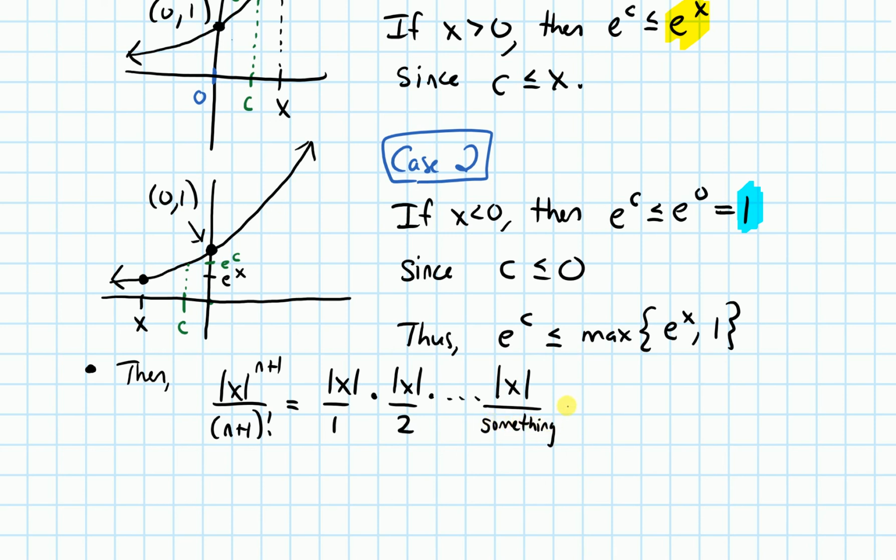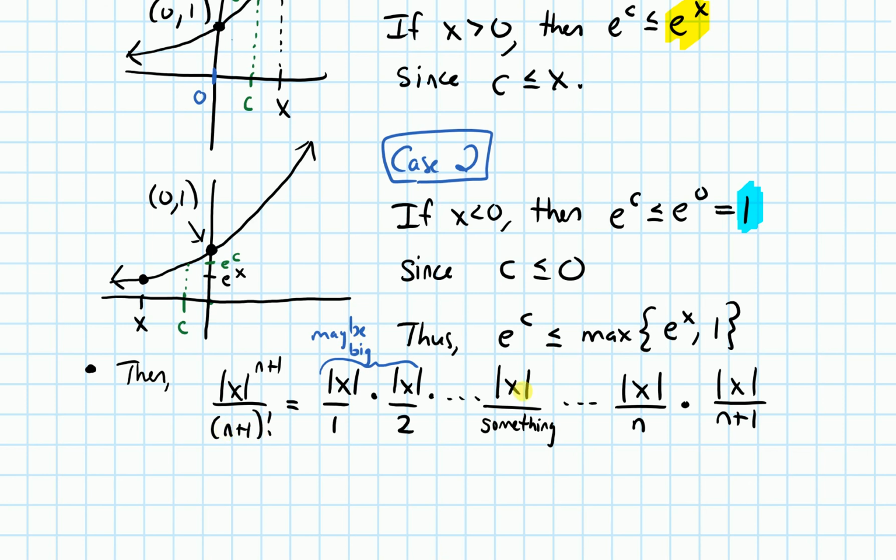It's over something. I'm not sure exactly what's going to be in the middle, but if we keep on going, we'll have another absolute value of x over n, and then at the very end, we'll have absolute value of x over n plus 1. Okay. And the key idea is that these terms at the start may be big, depending on what x is, but when we take the limit, n gets really, really large.